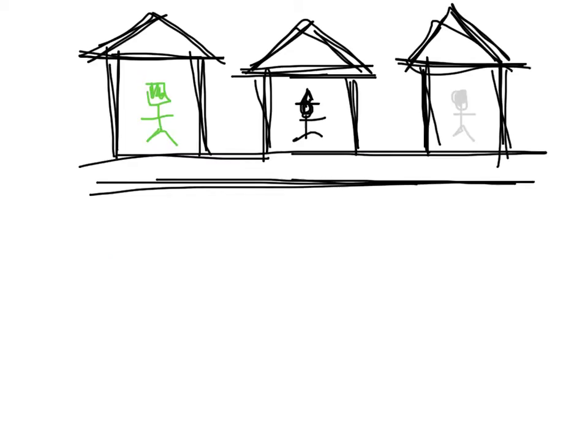Alright, so it's trick-or-treating night, and here is the street that you live on. In the first house you have a Frankenstein, in the second house you have a super scary witch, and in the third house you have a super terrifying dentist.